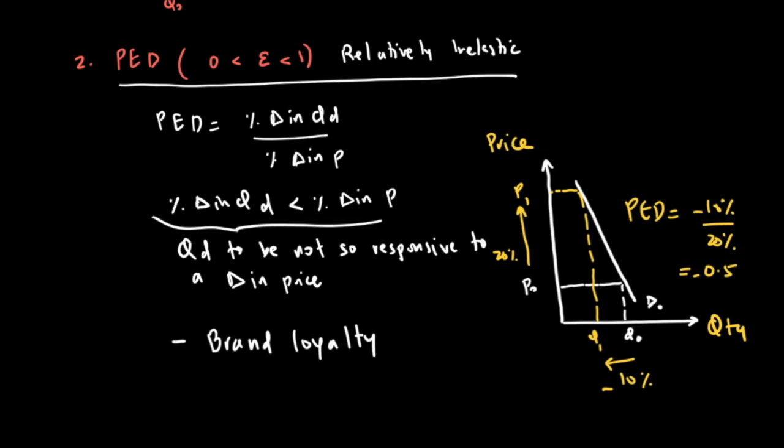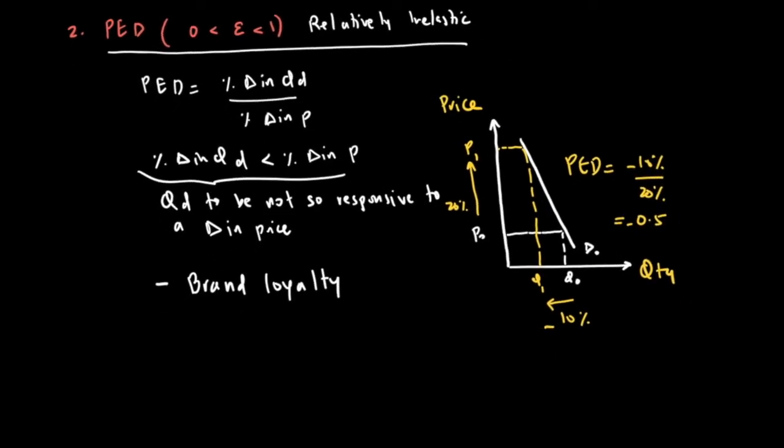So this is the case for a good where there's a strong brand loyalty or less close substitutes available.